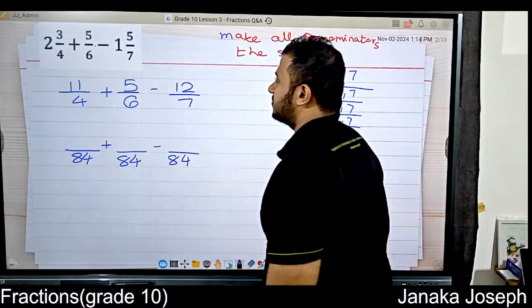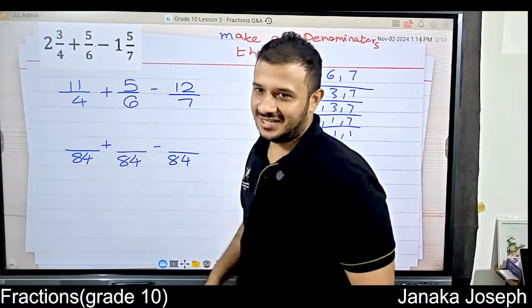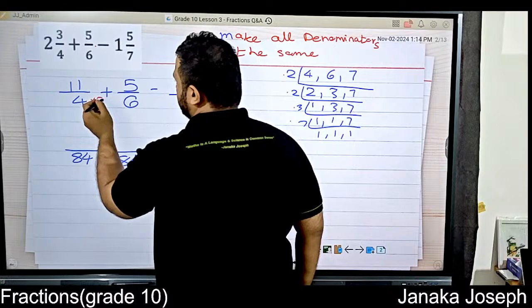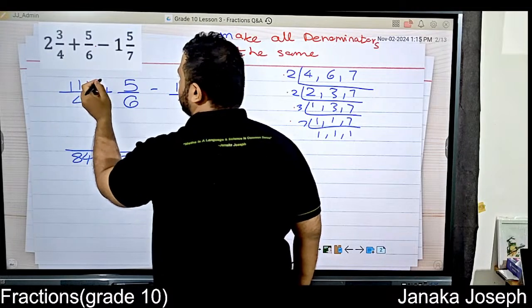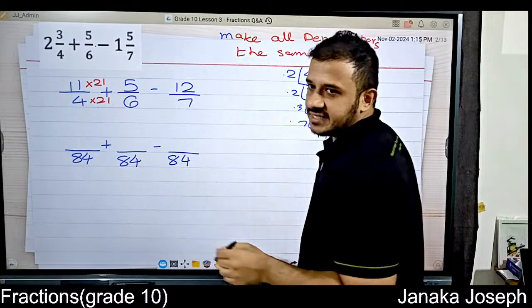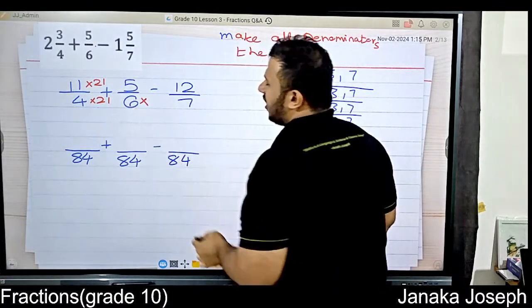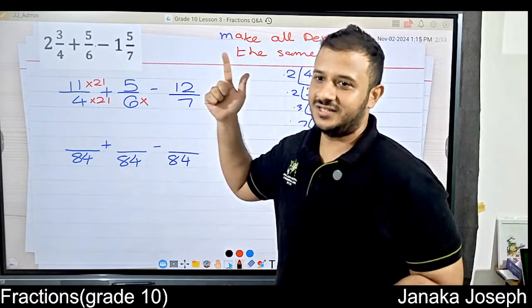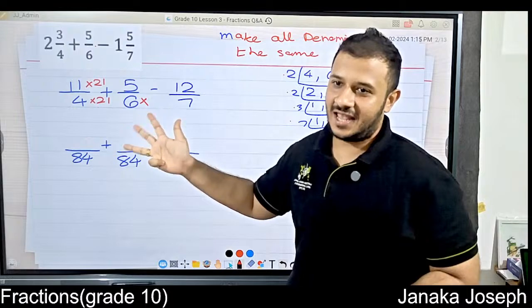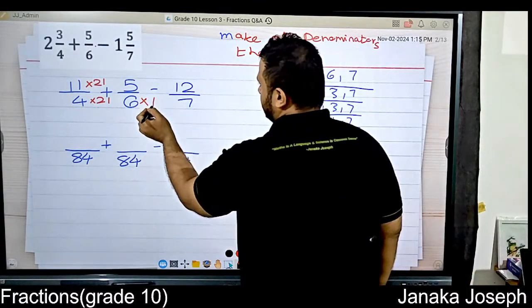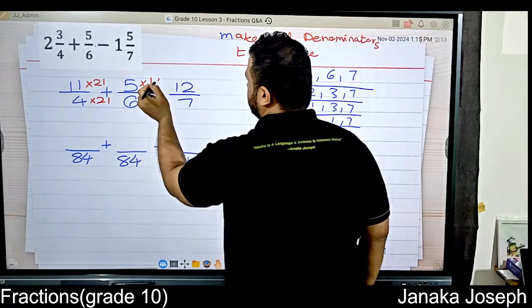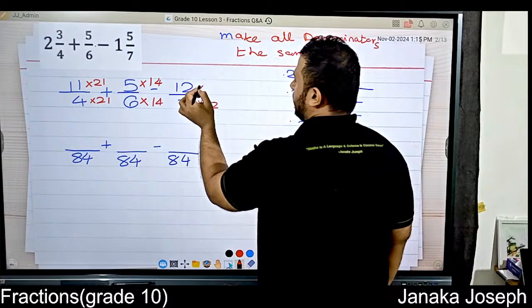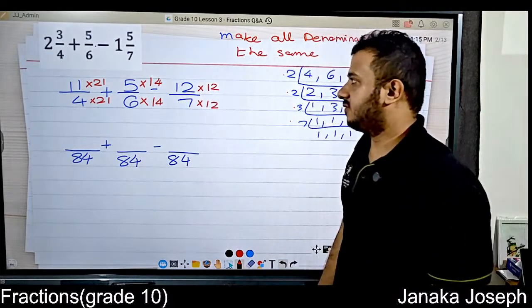Now, the problem is, 4 times what is 84? We all know 4 times 21. So here multiply by 21. 6 times what is 84? 6 times table after 60: 66, 72, 78, 84. That's 14. 6 times 14. So up here multiply by 14. 7 times 12. So up here multiply by 12.